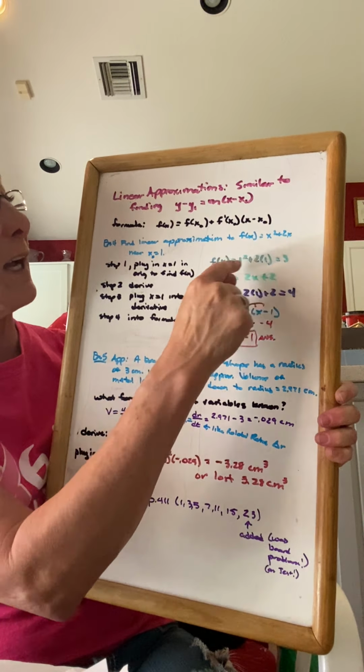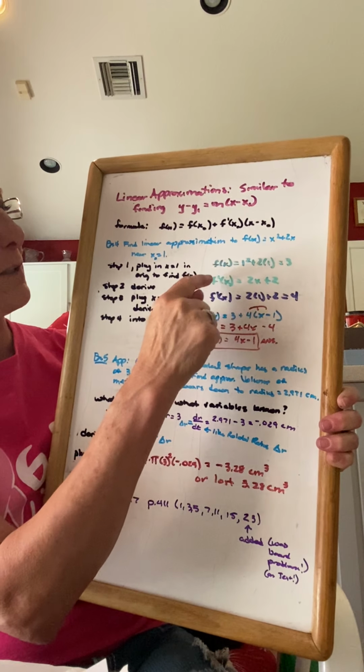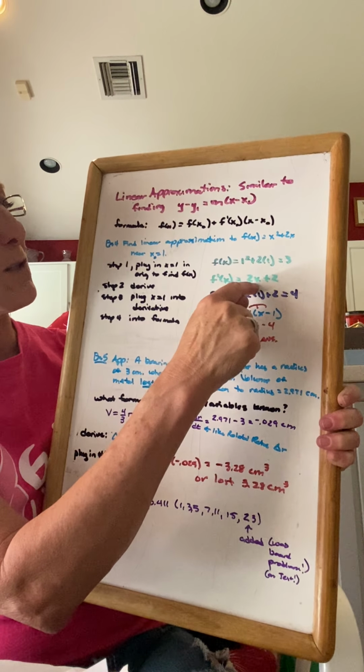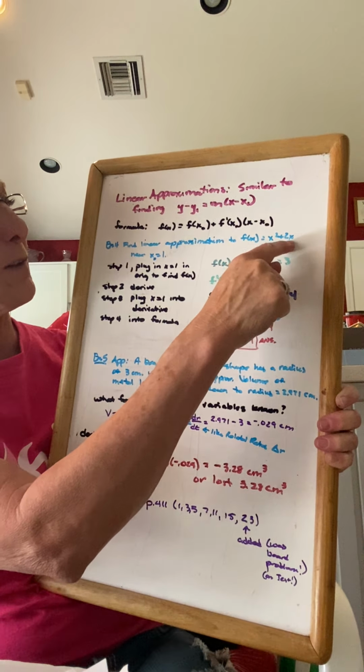Okay, then I said derive, so I had to derive it. So the derivative of x squared is 2x. Derivative of 2x is 2, so I have 2x plus 2 as a derivative. And then you have to plug in x equals 1 into that derivative. So what's 2 times 1 plus 2? Well, that's 4. That's the slope. That's nothing more than the slope. You should know that. The first derivative is the slope.